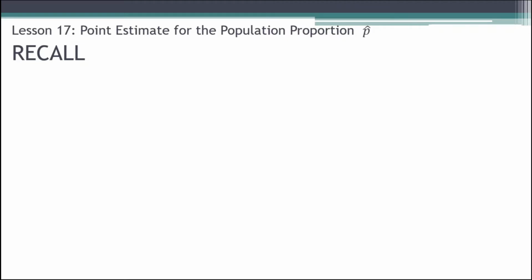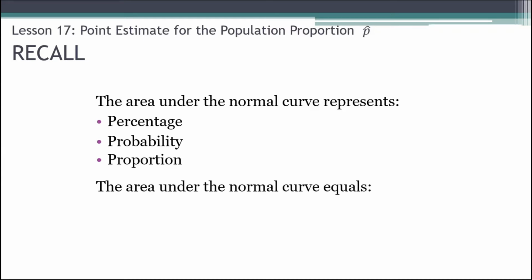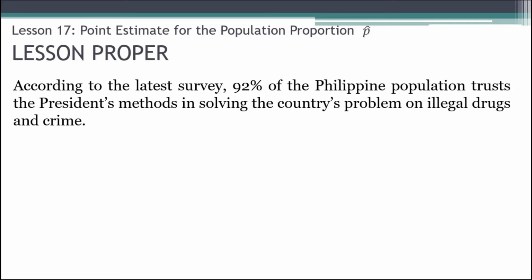Now, let us recall some of our previous knowledge. The area under the normal curve represents what? They represent percentage, probability, and proportion. Very good. Now, the area under the normal curve is equal to, very good, 1. Now that we have recalled our prior knowledge, let us proceed with the lesson proper.